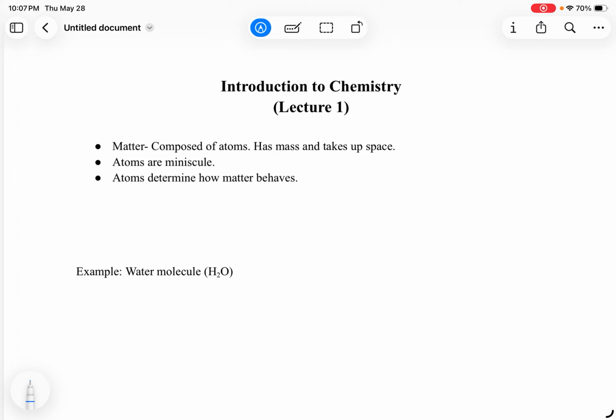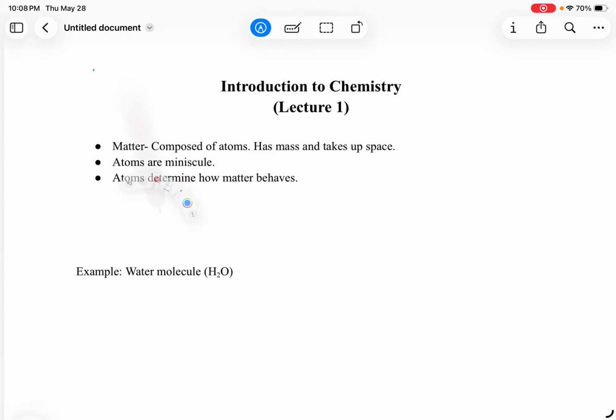Going back to the atoms are minuscule part, to put this into perspective, a single grain of sand has more atoms than a beach has individual grains of sand. Just picture that in your mind for a second. Pick up a grain of sand. That small grain of sand has more atoms than all of the individual grains of sand at a beach. That's something for you to think about to keep a perspective of how minuscule atoms really are. Continuing, atoms determine how matter behaves.